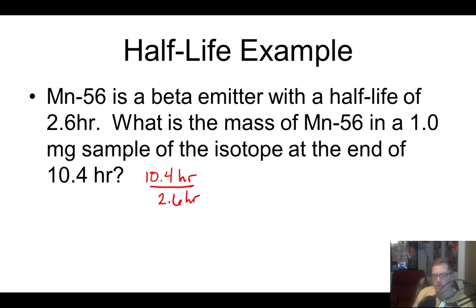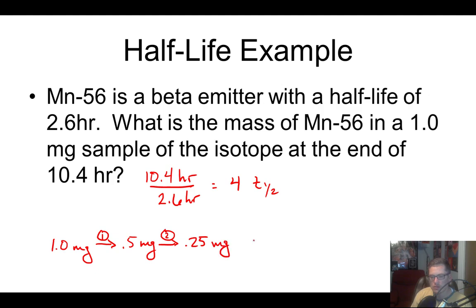10.4 hours went by, and a half-life takes 2.6 hours. If we divide 10.4 by 2.6, we get 4 half-lives. So our sample is 1.0 milligrams. The first half-life goes by, arrow with the circled 1, we get 0.5 milligrams. The second goes by, we get 0.25 milligrams. So on and so forth, we have to do this 4 times. The third half-life, we get 0.125 milligrams.